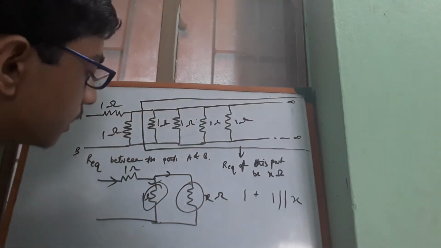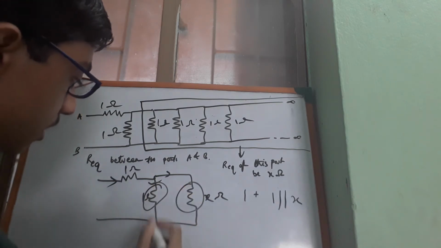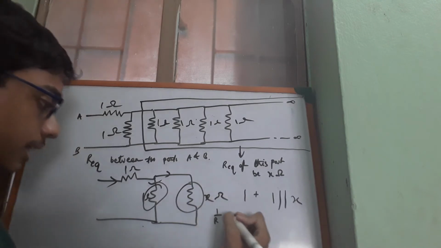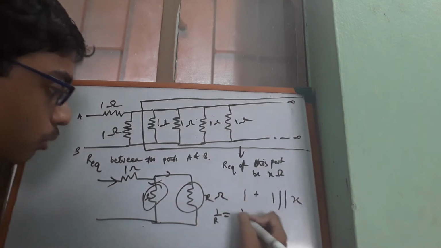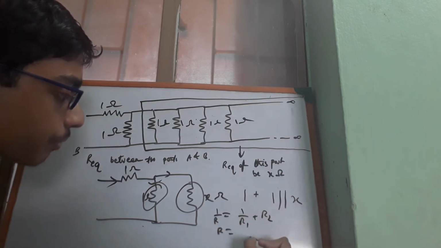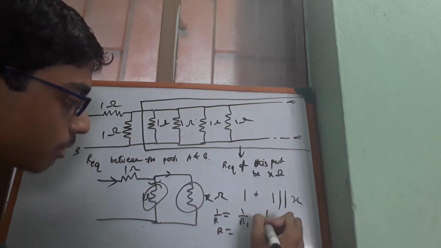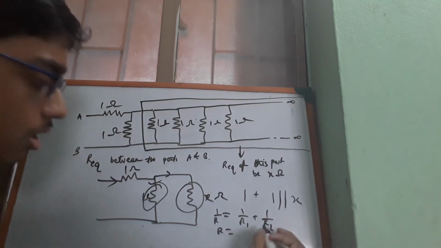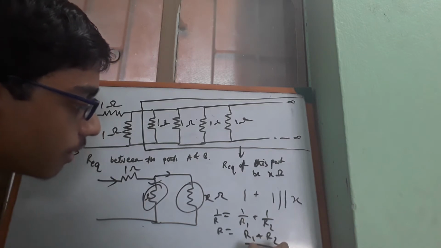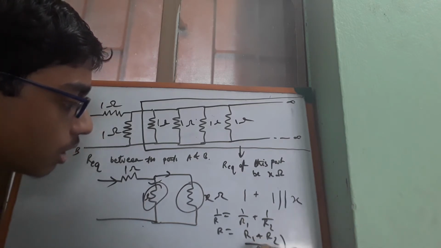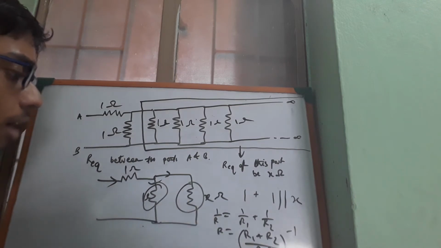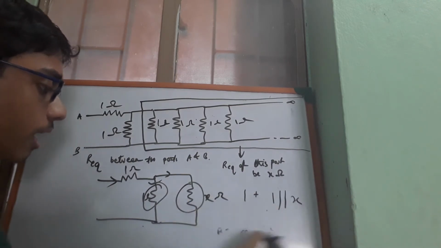How do we find the parallel connection of two resistors R1 and R2? We all know that 1 by R, where R is the equivalent resistance of the parallel connection, is equal to 1 by R1 plus 1 by R2. Can you see this? So R will be R1 plus R2 over R1 R2, inverted. So R is R1 R2 over R1 plus R2.